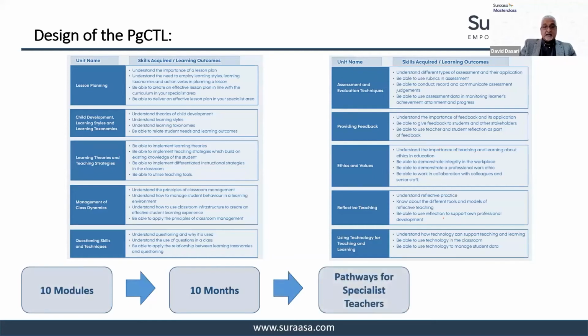It allows you pathways for specialist teachers: math, science, English. And lastly, it allows you to create a lifelong, evidence, skills-based portfolio that you will take with you whenever you are changing jobs and need to apply for a new job.